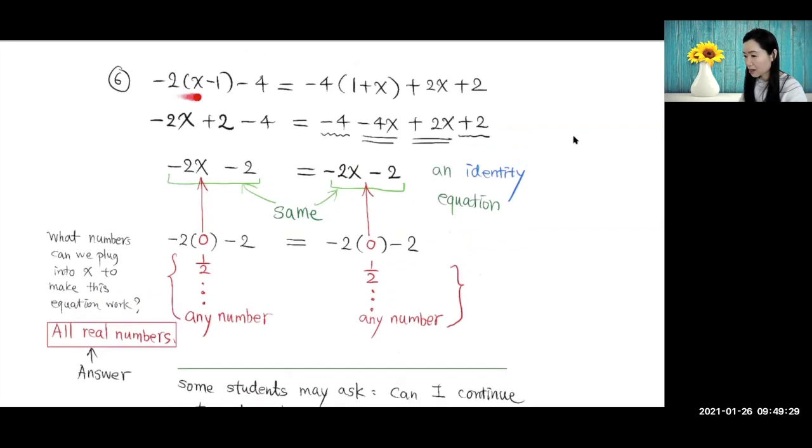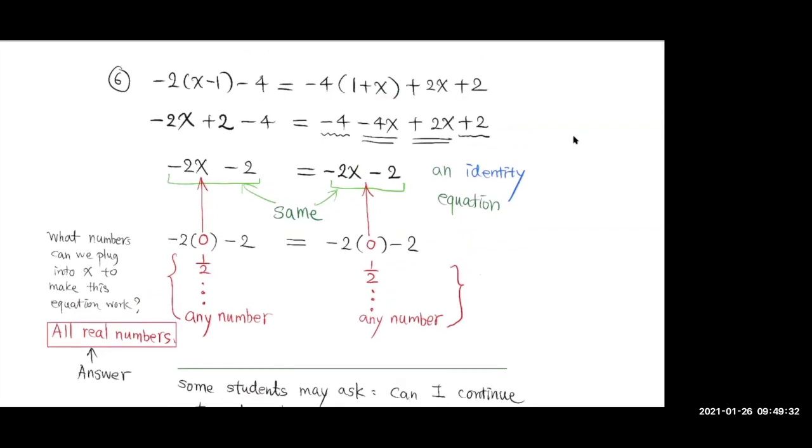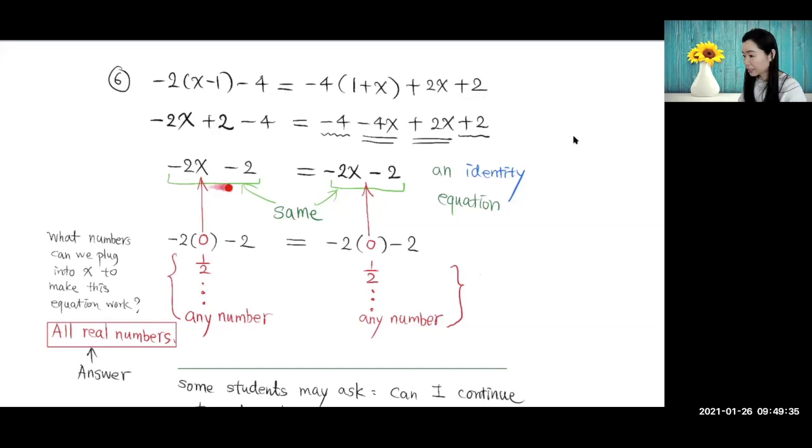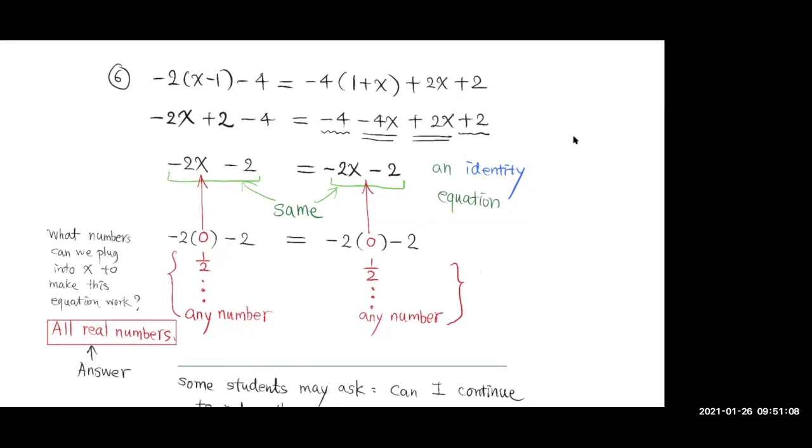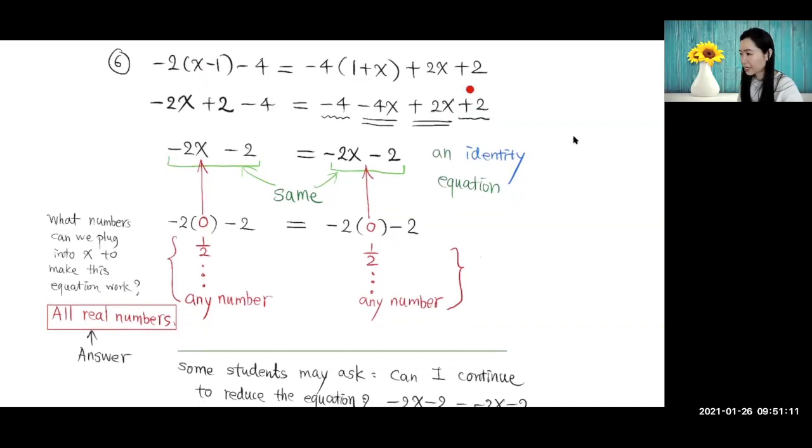Because this original equation is equivalent to this equation, we have the same result. So the solution for this original equation will be all real numbers. Any real number is going to work. Question about this? Now this equation here is an identity. The left side and right side are identical. Then the solution will be all real numbers.